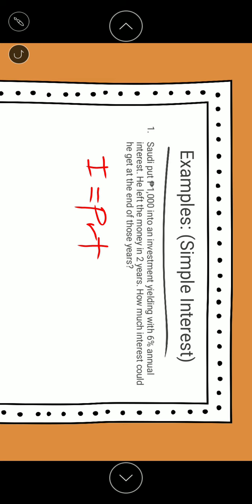Third, write down the given facts seen in the example. Meaning, yung mga value ng formula na nabanggit sa example, isa-isahin natin. Interest ang hinahanap natin, so we put I equals question mark. Ang principal ay yung amount ng pera na ininvest ni Saudi, which is 1,000 pesos. So, P equals 1,000 pesos.